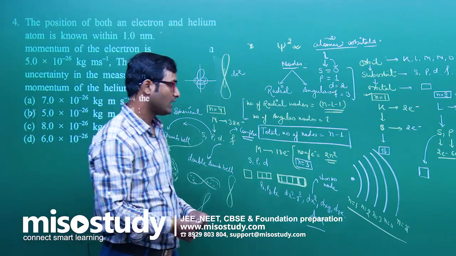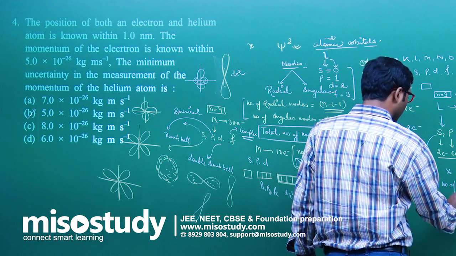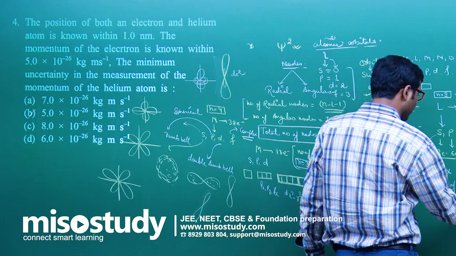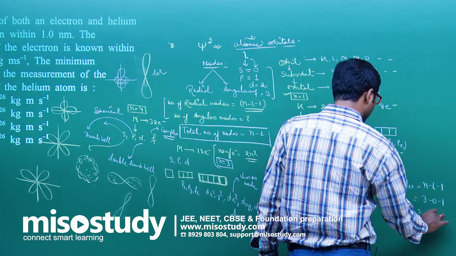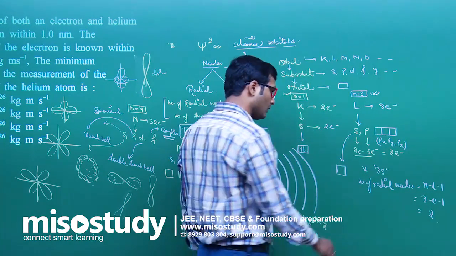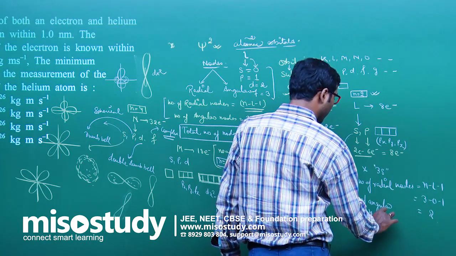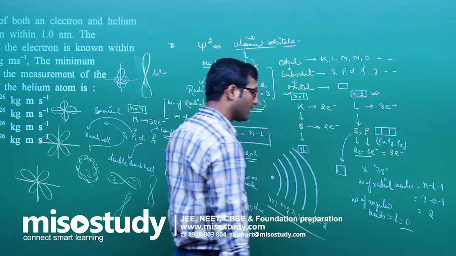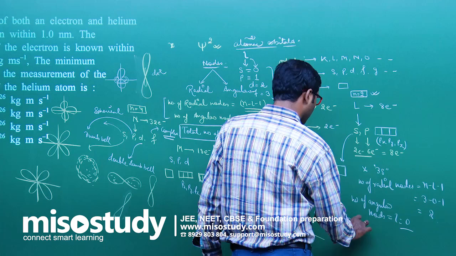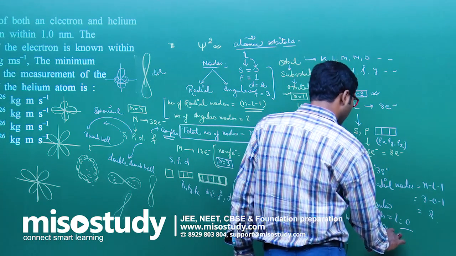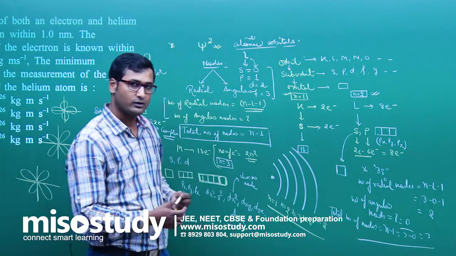Clear? Yes. So if anyone asks you the number of radial nodes in 3s, we know the formula: number of radial nodes is equal to n minus L minus 1, that is 3 minus 0 minus 1. Number of radial nodes is equal to 2. What are the angular nodes? Number of angular nodes will be equal to L. L is equal to 0 because for S, L is equal to 0. What is the total number of nodes? Total number of nodes is equal to n minus 1, that is 3 minus 1, which is equal to 2. Is it clear? Yes, this is the case. So it is an important point.